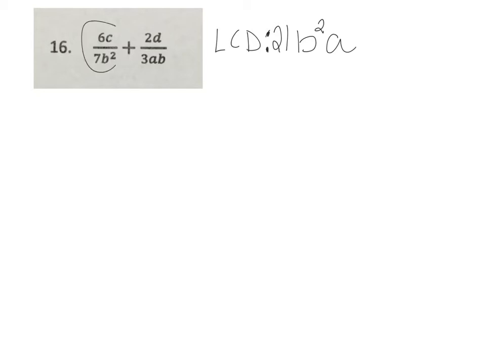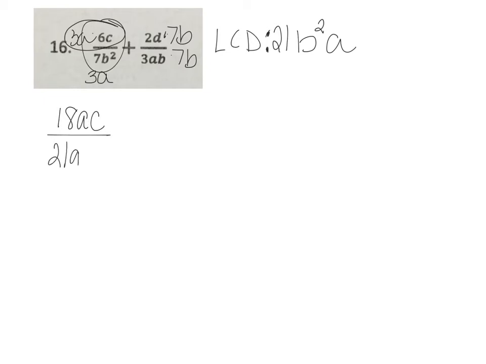Now the first fraction here has 7b squared, so it's missing a 3a. So I'm going to multiply by 3a in the numerator and in the denominator. The second fraction is missing a 7b, and so I'm going to multiply by 7b in the numerator and the denominator. So in the top, when I multiply, I get 18ac over 21ab squared plus 14bd over 21ab squared. So that's my common denominator.